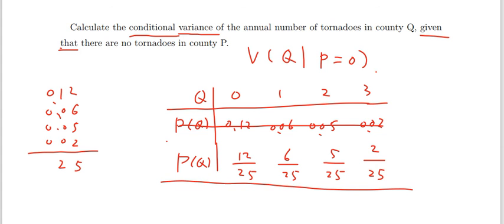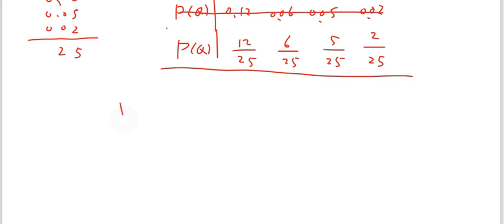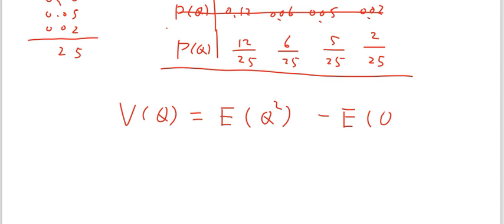So now for this distribution, find the variance. Finding the variance is easy, right? Variance equals E of Q squared minus E of Q, squared. By now such a calculation is easy. For a discrete variable, a discrete distribution, it's always easy, right? Okay. So we can stop here.